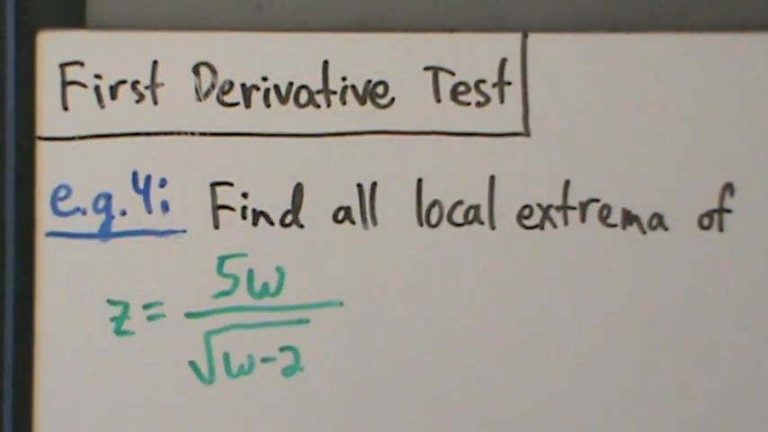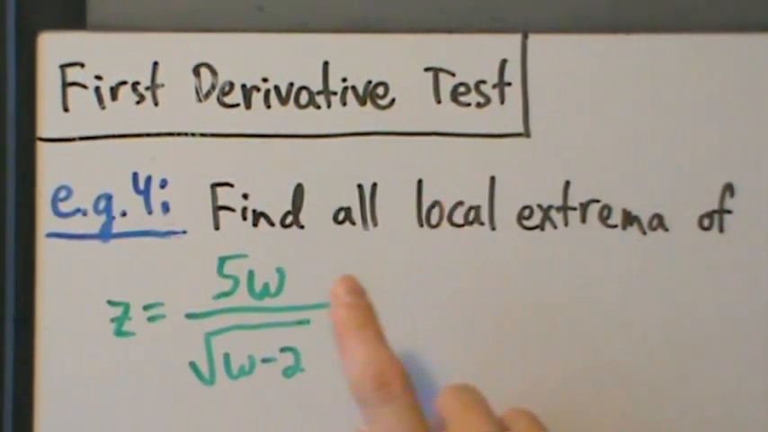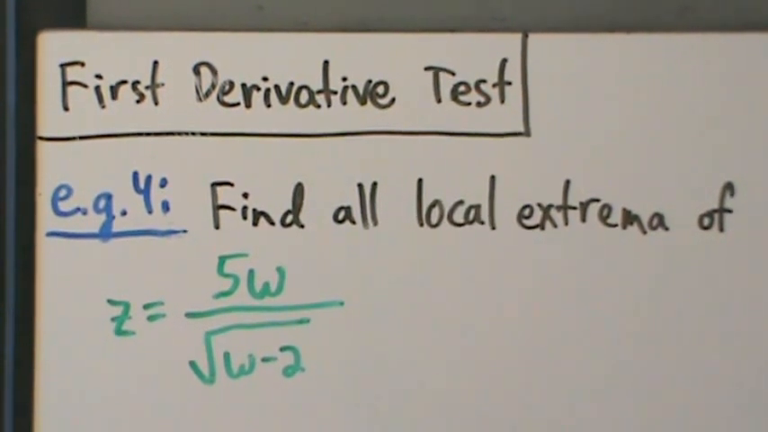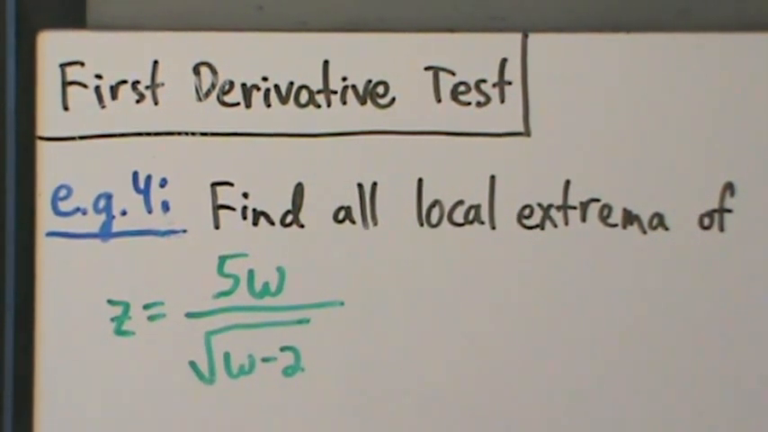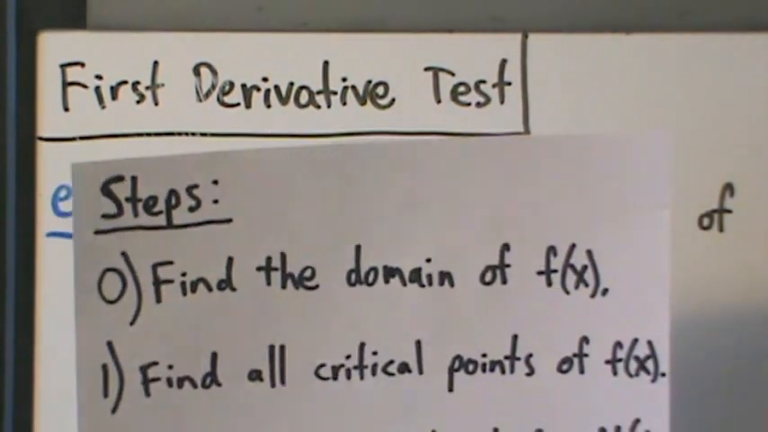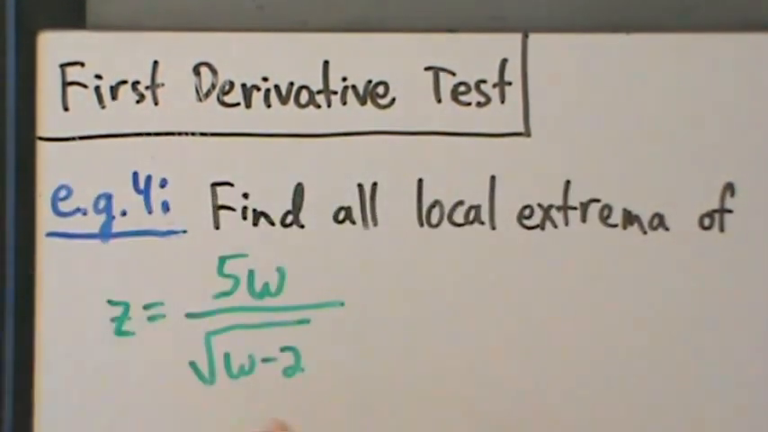Here's example 4 with using the first derivative test to find all local extrema of a function. In this one we're going to find all the local extrema of z equals 5w divided by the square root of w minus 2. Okay? So step 0, find the domain of our function, whatever we're calling it, in this case z.